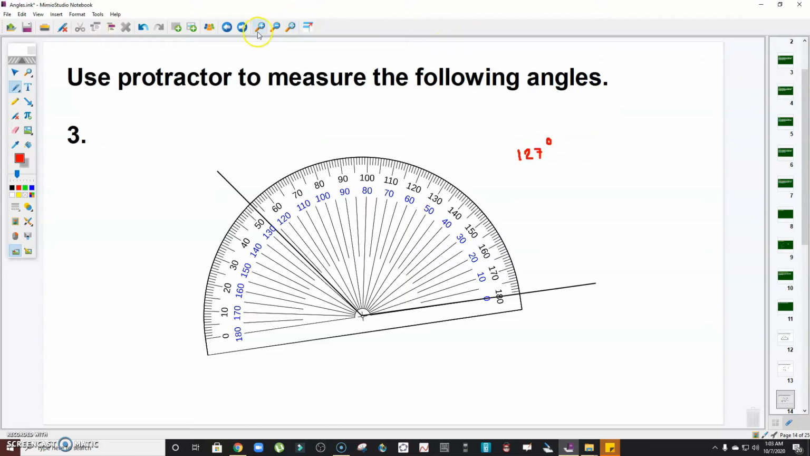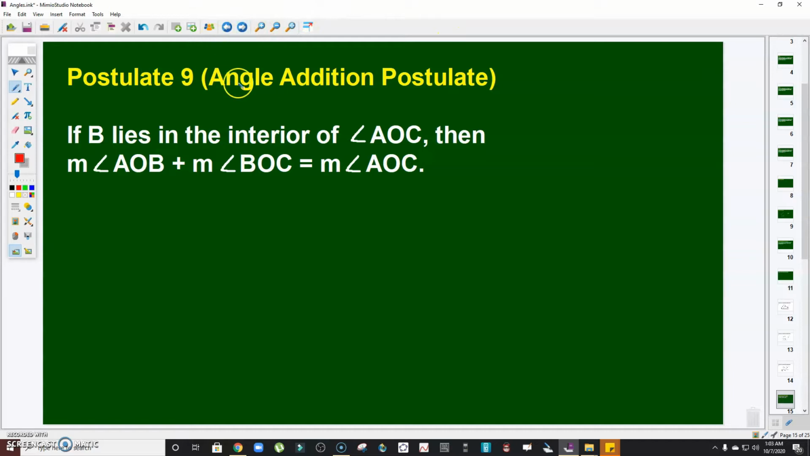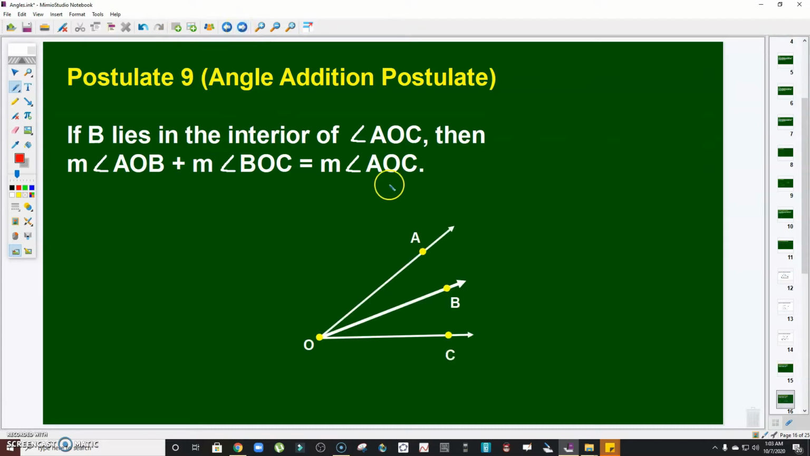Clear? Next, postulate number 9, or the angle addition postulate. If B lies in the interior of angle AOC, then the measure of angle AOB plus the measure of angle BOC is equal to the measure of angle AOC. To illustrate that, here it is. Again, point B, initially it isn't there. Suppose it isn't. So B lies in the interior of angle AOC.